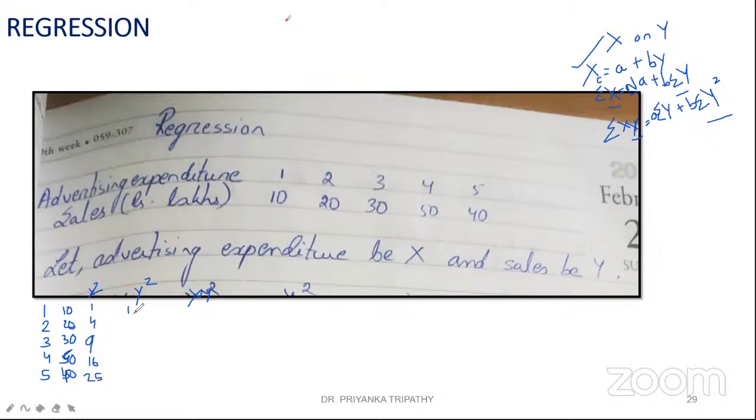This will be 100, 400, 900, 2500, and 1600.